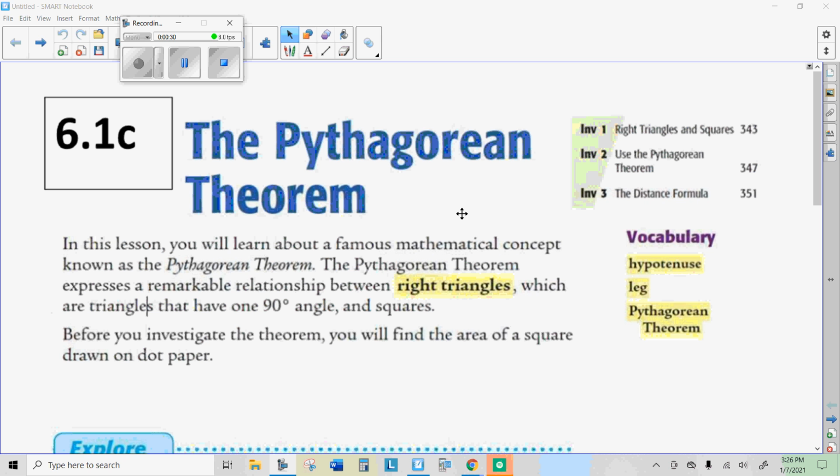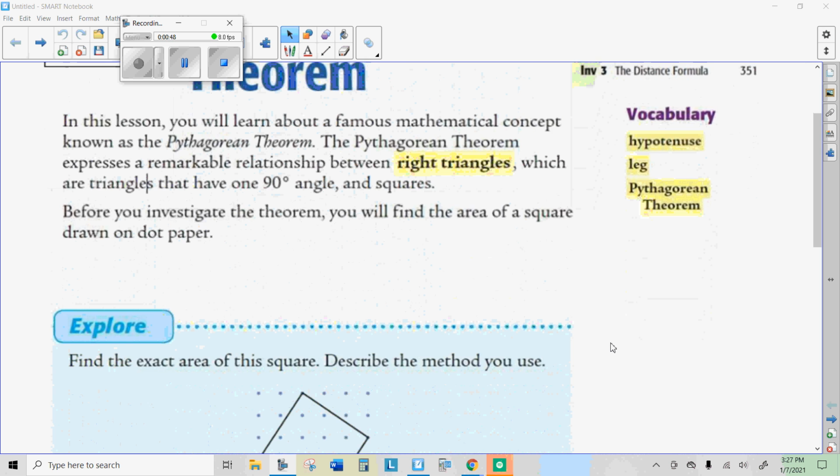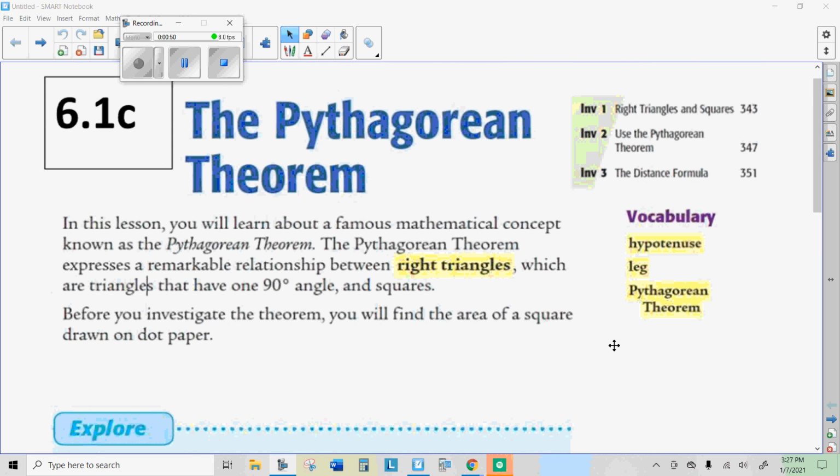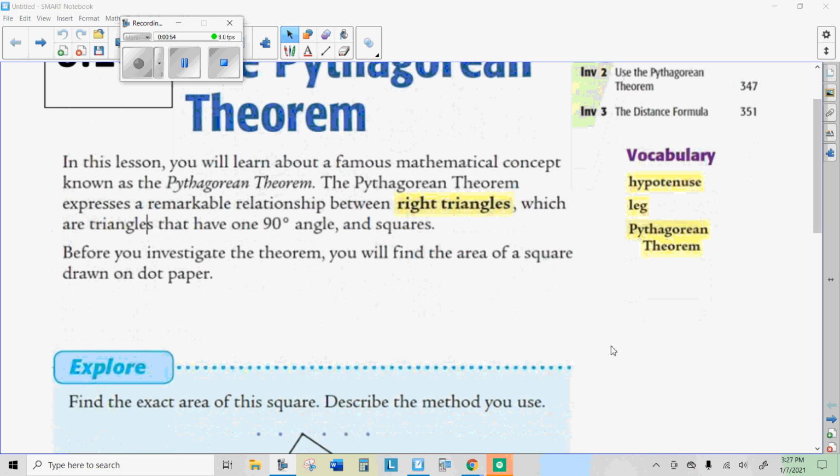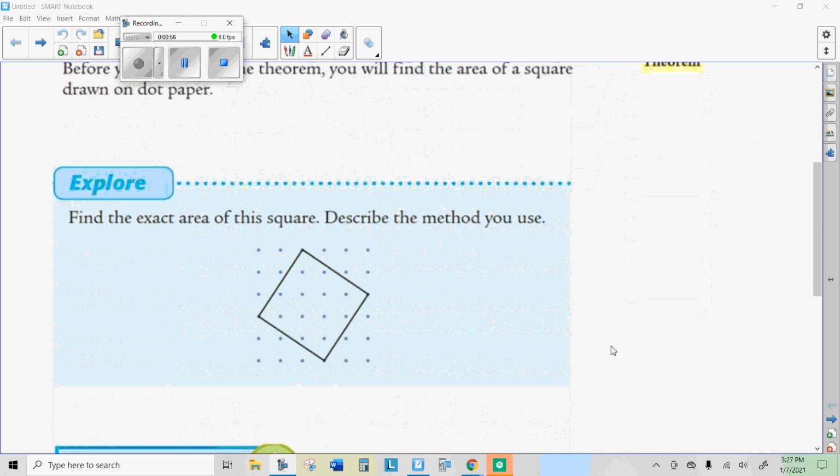For people that are carpenters, for people that are tailors, for people that are bricklayers, for anybody that works with distances or needing to make things with right angles, they use Pythagorean's theorem. So you need to discover this for yourself, otherwise you won't really remember it. So that's what we're going to do right here.